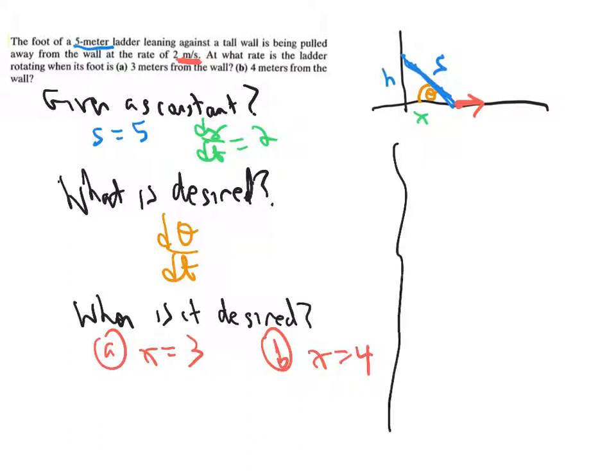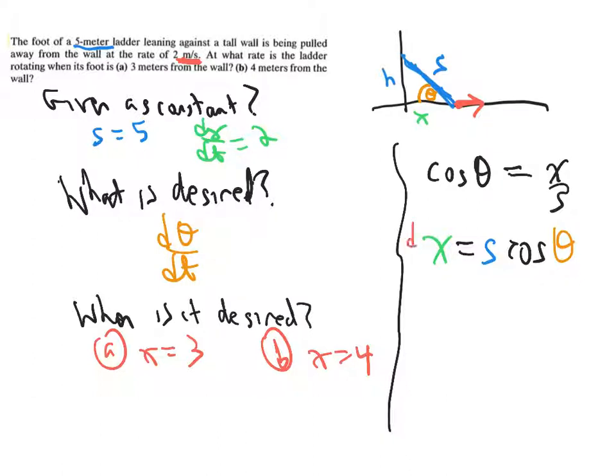After identifying those things, our next step is to try and connect the quantities that we have to the quantities that we want. We want to relate theta to x so that we can relate d theta/dt to dx/dt. So we look geometrically and we say, oh, well, the cosine of theta is x over s. Or we can say that x is s cosine theta. And that's going to allow us to take the derivative pretty easily so as to get the rates that we want. We want to take a time derivative of the entire equation.